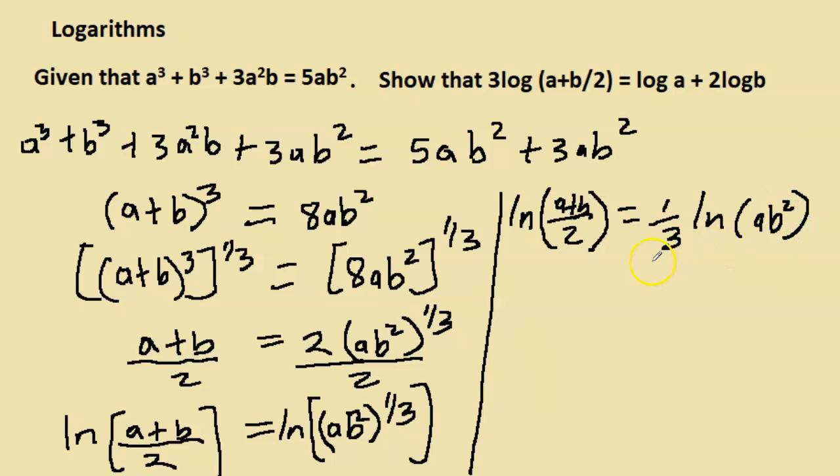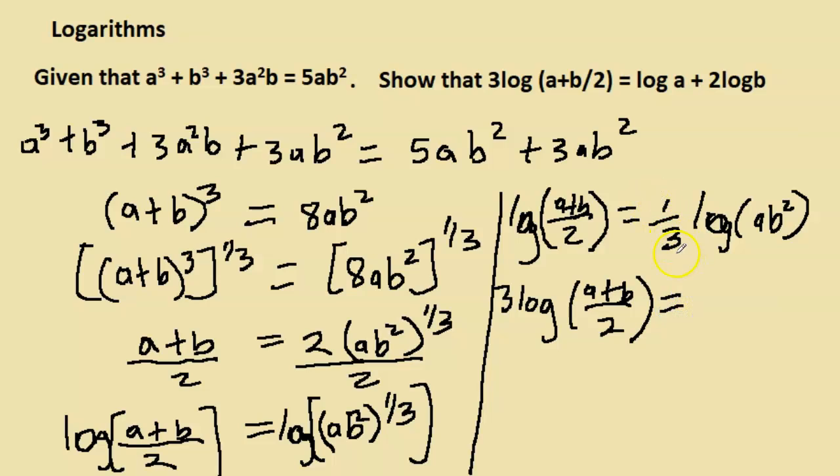Now we can multiply both sides by 3. So we're using log, not ln, right? Just to use the same log that's in the proof. So log, log. The base, we just assume is 10. So we multiply both sides by 3. So 3 times the left hand side, we get 3 log (a plus b) over 2. And 3 times the right hand side, so 3 times 1/3 gives us 1. So all we have is log ab squared.